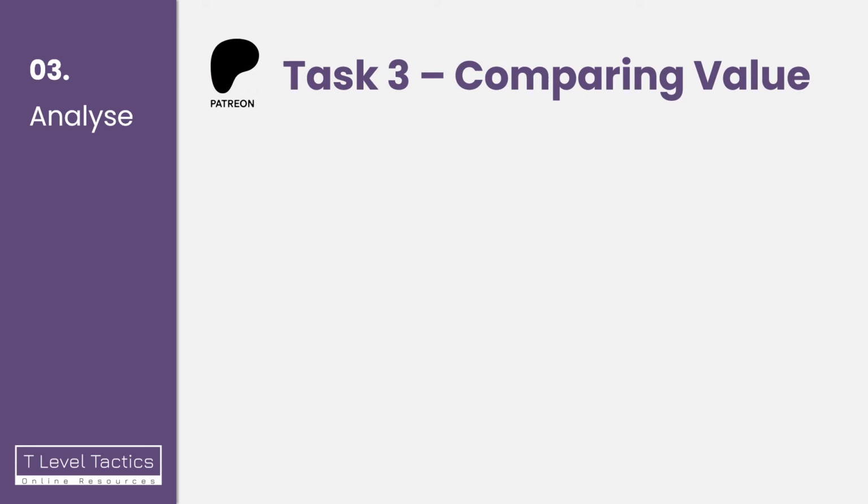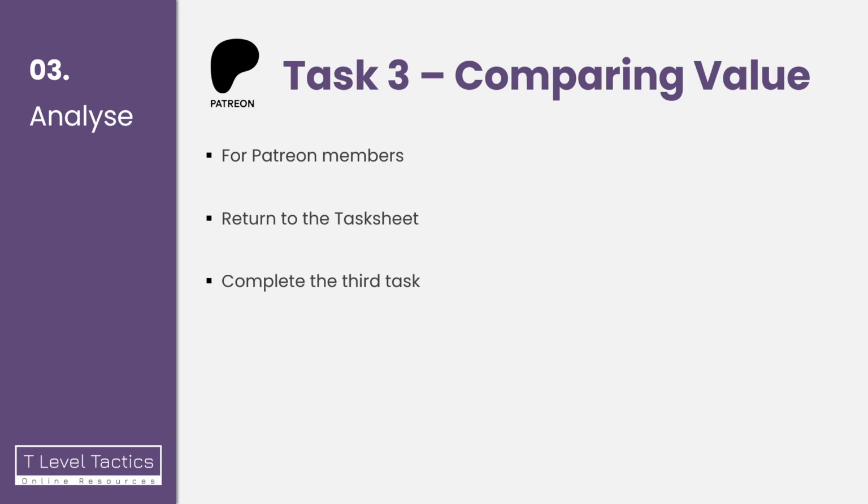Okay, it's time for that third task on the task sheet. If you're a Patreon member, head back there, have a go at task 3. This one will take you slightly longer, about 30 to 45 minutes. We can compare the value created between end users and customers. Pause the video here, have a go at that, then come back. We'll wrap up with what we've looked at in this video and a short exam question.